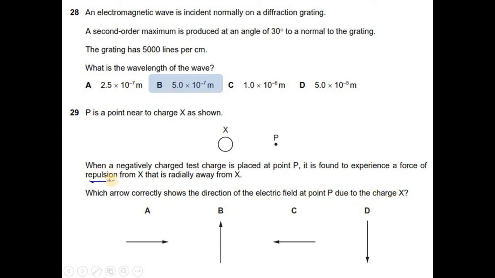Clearly, we have a repulsion between the two charges and we are placing a negative charge at P, and it is experiencing repulsive force. That means X is negative charge. So for negative charge, the electric field always points towards the charge, and with respect to P, the field at point P should be towards X. So this is the correct arrow. You can show electric field. So option is C.